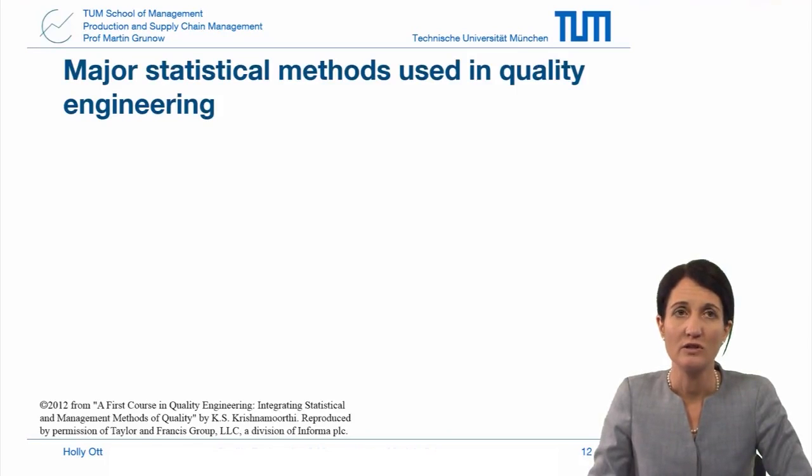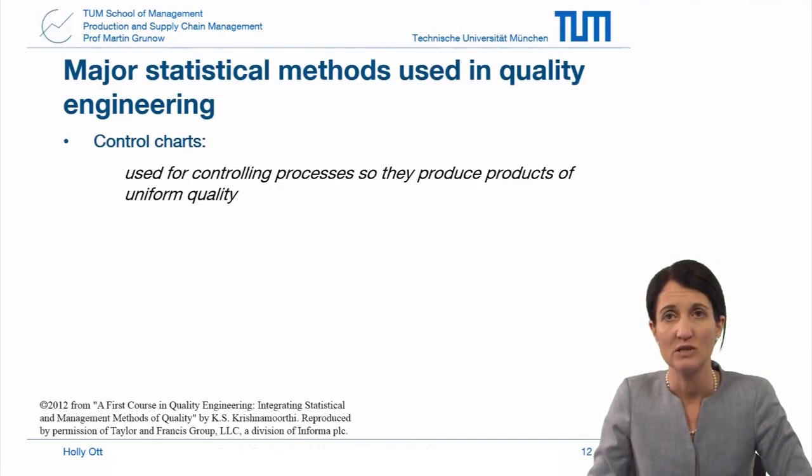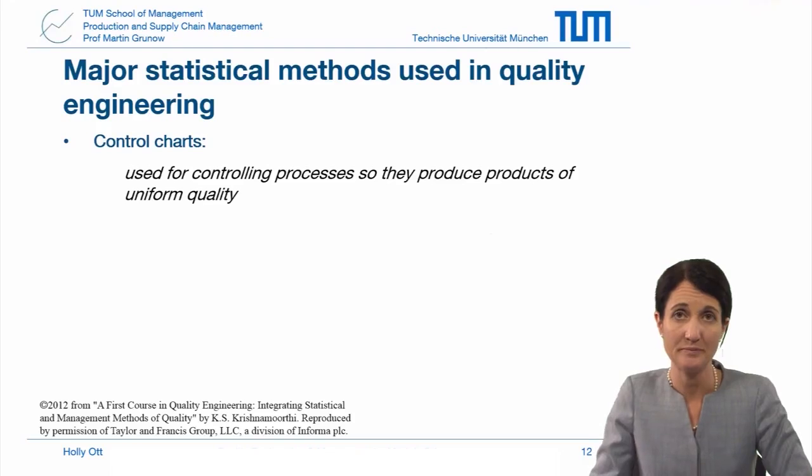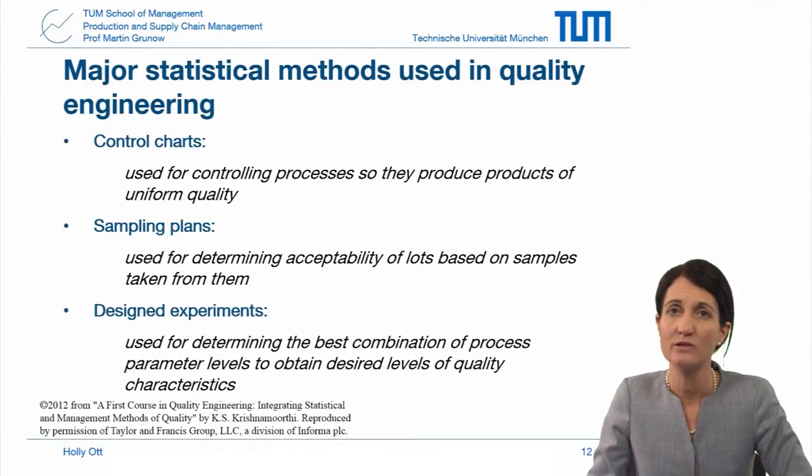The following models are very often used in quality engineering, and most of them we'll see in this course. For example, control charts. These are used in controlling processes so that they produce products of uniform quality. They have also been applied now in service industries as well. Sampling plans are used for determining acceptability of lots based on samples taken from them. Designed experiments are used for determining the best combination of process parameter levels to obtain desired levels of the quality characteristics.